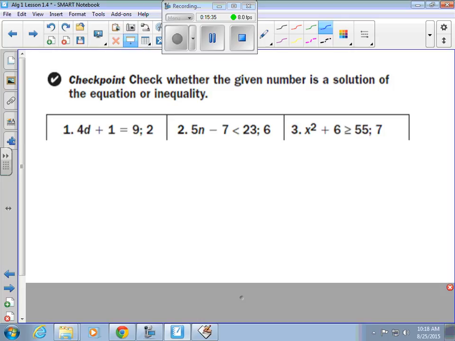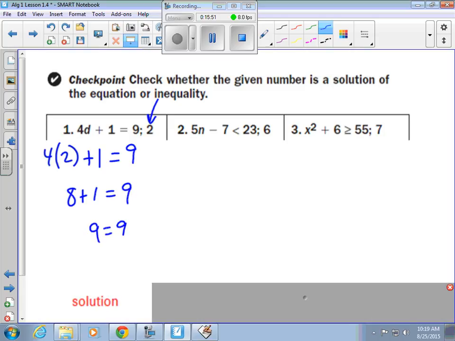Check whether they're solutions. 4d plus 1 is equal to 9. See if 2 is a solution. Anytime you see a semicolon, that's what that means. 4 times 2 plus 1 equals 9. 4 times 2 is 8 plus 1 equals 9. That one is a solution since we have a true statement.